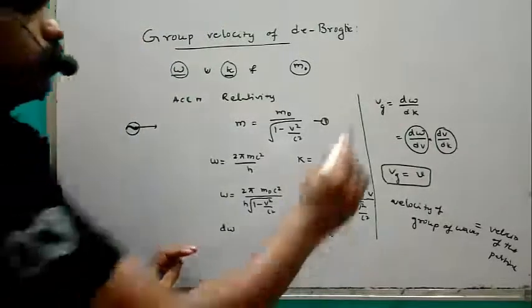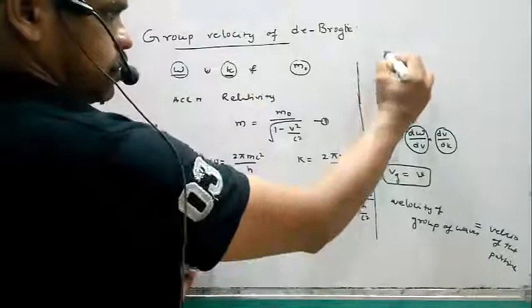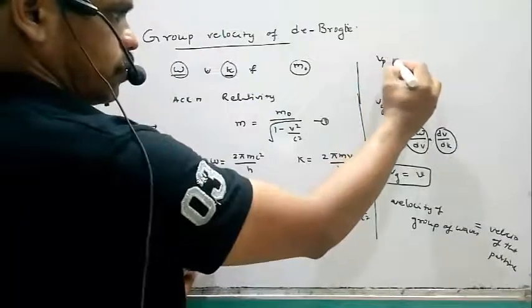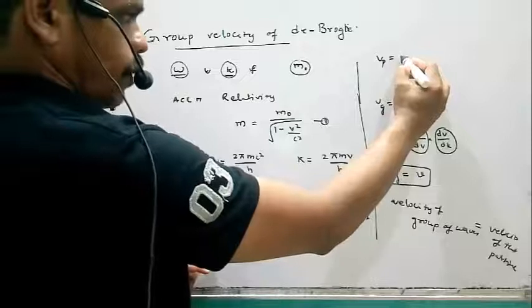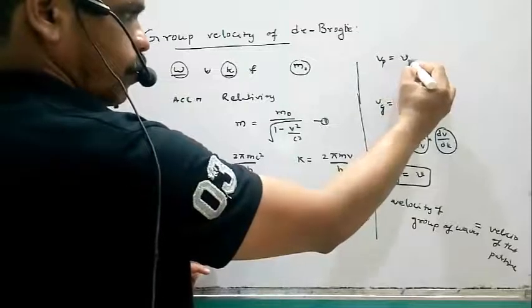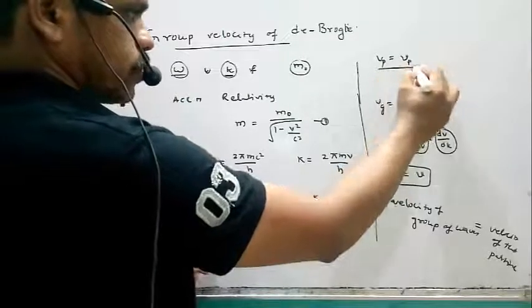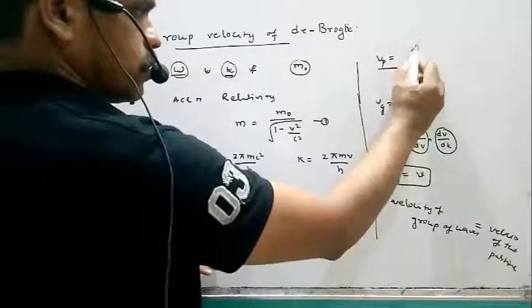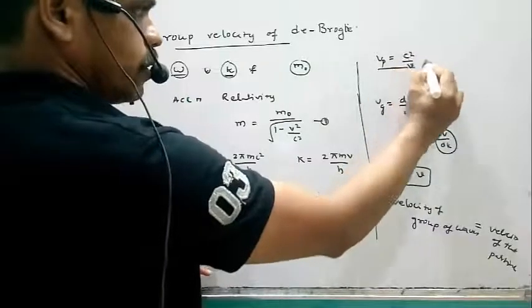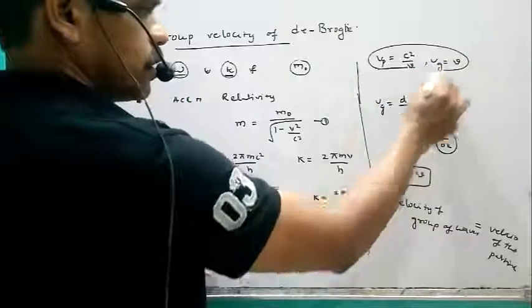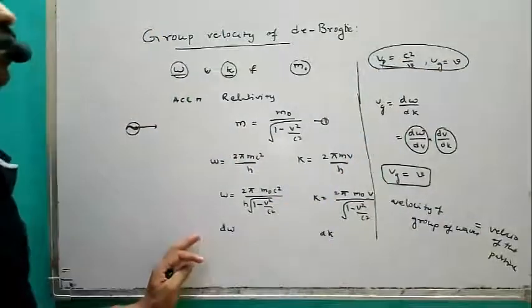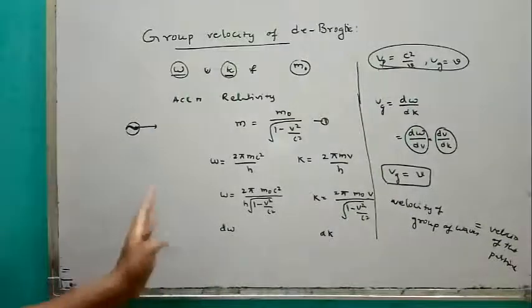So here, lastly, the phase velocity multiplied by the particle velocity, we got c square by v. Here the group velocity equals the particle velocity. These two relations we derived in this class.